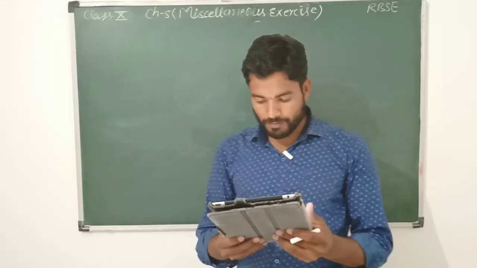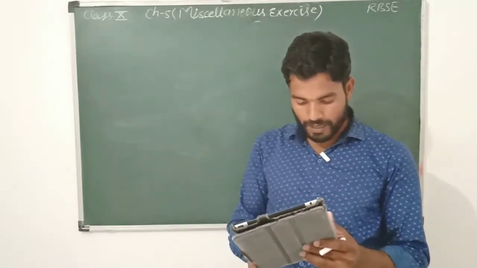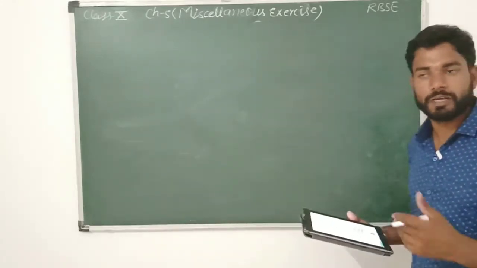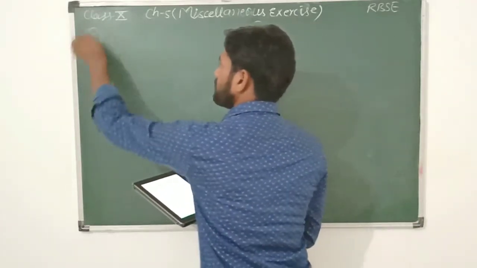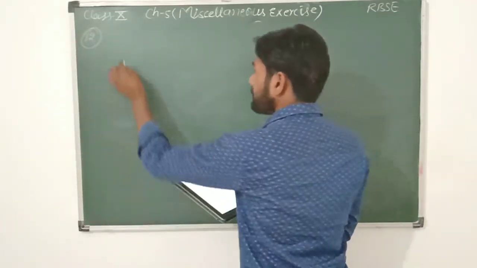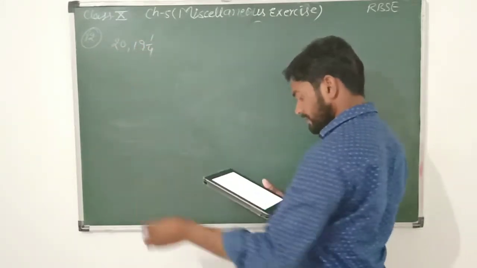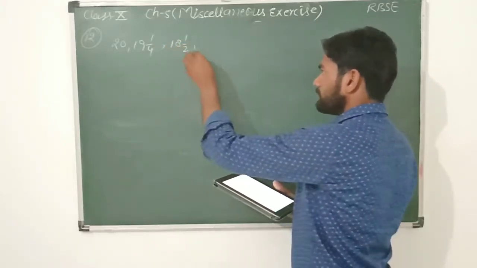Now student, the next question of the same exercise, question number 12. Which term of the AP? An AP is given, and from this AP we have to calculate which term of this AP will be the first negative term. Question number 12. AP is 20, 19 1 upon 4, 18 1 upon 2.